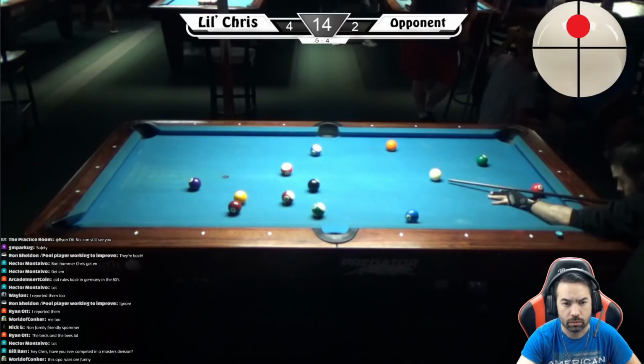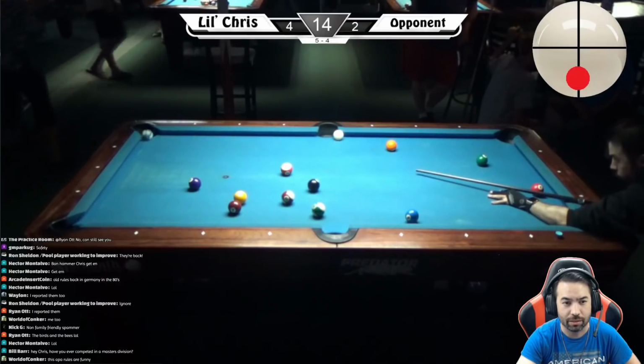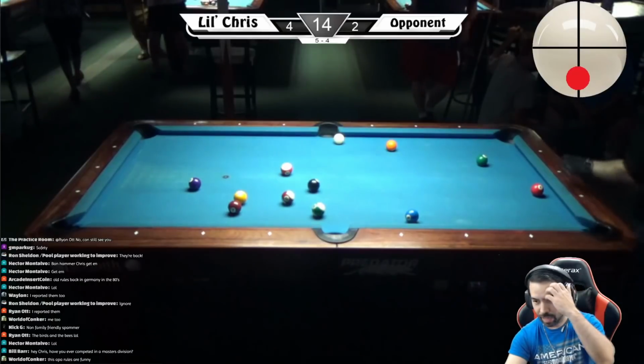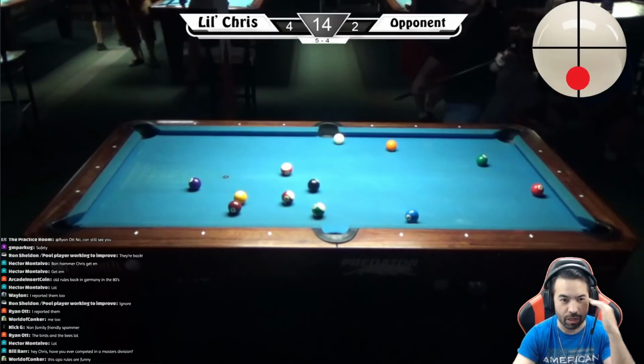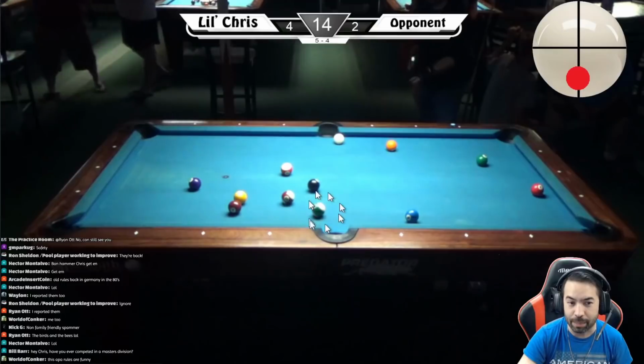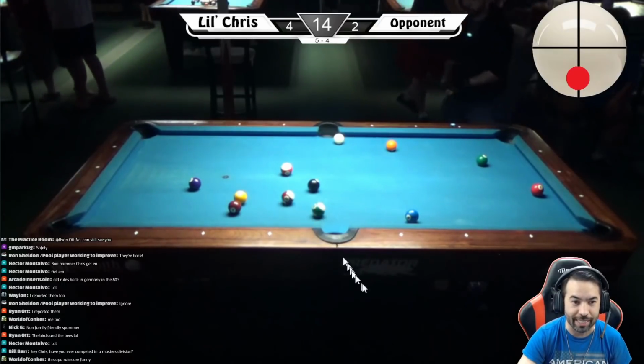Ooh. I got bottom spin on this cue ball. What am I doing? Am I going to draw underneath the side pocket? Oh, I do. Oh, gosh. That was a close one. I do manage to draw underneath it. More than likely trying to get position for this ball here, but I don't think I got it.